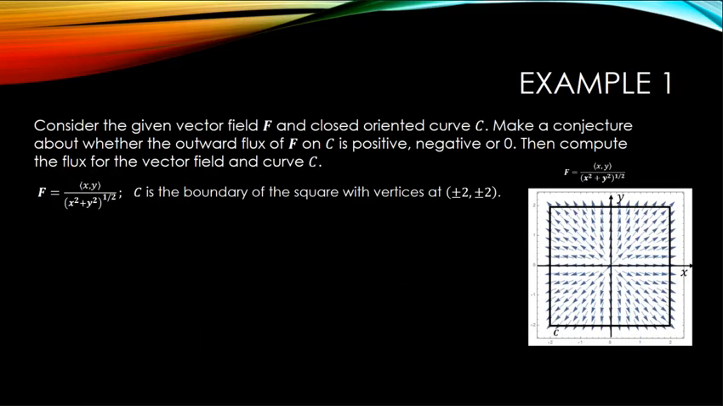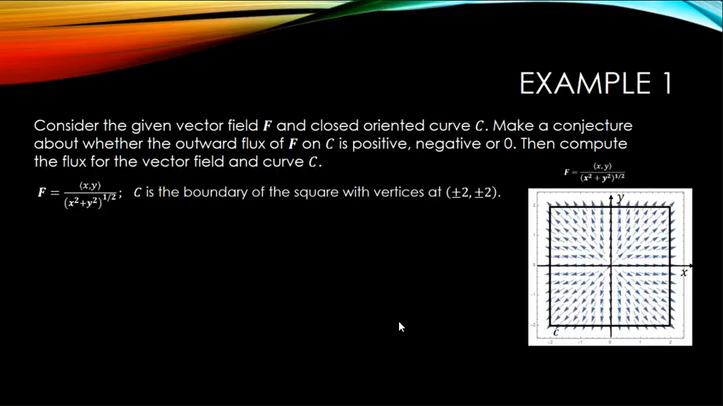So let's work an example. I want to consider the vector field and closed oriented curve C and make a conjecture about whether the outward flux of F on C is positive, negative, or zero. Then I want to compute the flux for the vector field and the curve C. My force field is given by the vector with components x, y, divided by the quantity x squared plus y squared to the 1/2 power, and C is the boundary of a square that has vertices at plus or minus 2 and plus or minus 2.